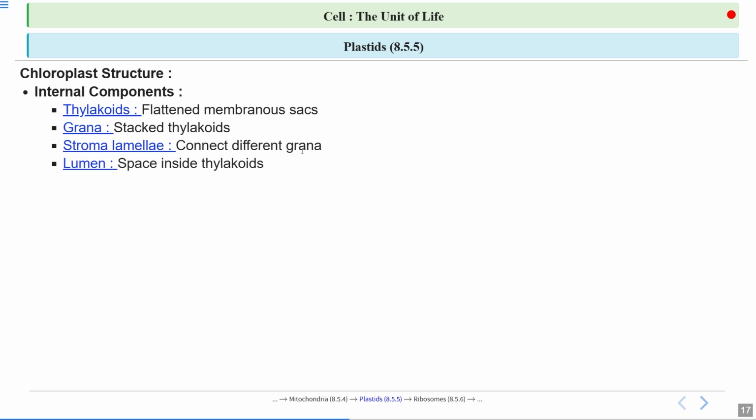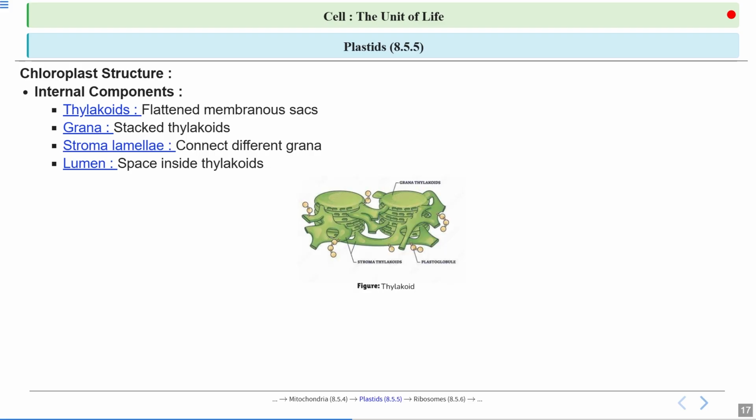Lumen is the space inside the thylakoid. So thylakoid consists of a lumen. Lumen is the space inside the thylakoid. Okay, so this is an image showing you thylakoid. This is a single thylakoid, and stacks of thylakoid form the grana. And this is the stroma thylakoid, you can see a stroma lamellae. This will connect the two granum.